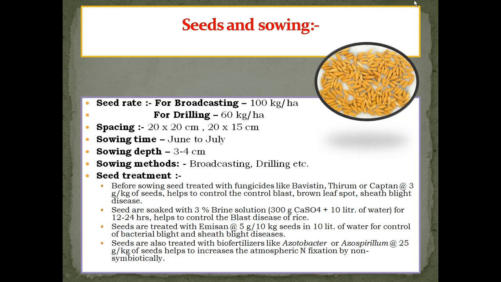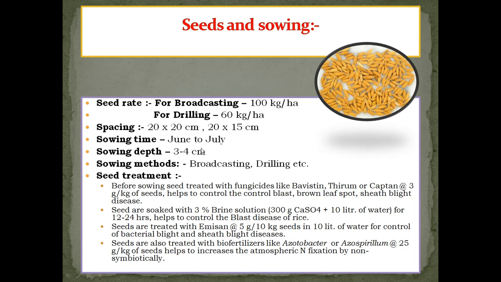Then we can see the next point, that is seeds and sowing. Here you can see the seed rate for upland or direct seeded rice is 100 kg per hectare for the broadcasting method, and for the drilling method that is 60 kg per hectare. The spacing recommended for the cultivation of upland, lowland or direct seeded rice should be 20 by 20 or 20 by 15 centimeter.